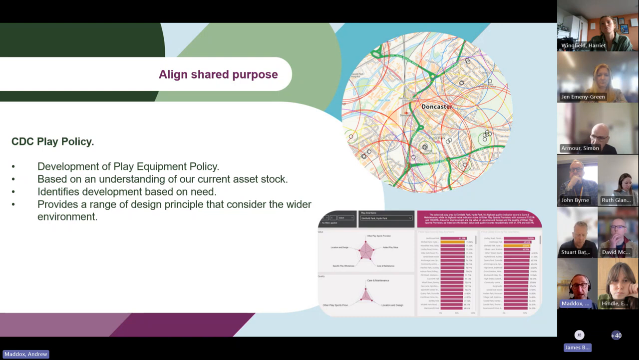With 175 at the time, we only had 170 listed, so there were 5 that we found through this exercise. In total, we've got 256 play parks across Doncaster. That's not pieces of equipment, that's parks with equipment in them.